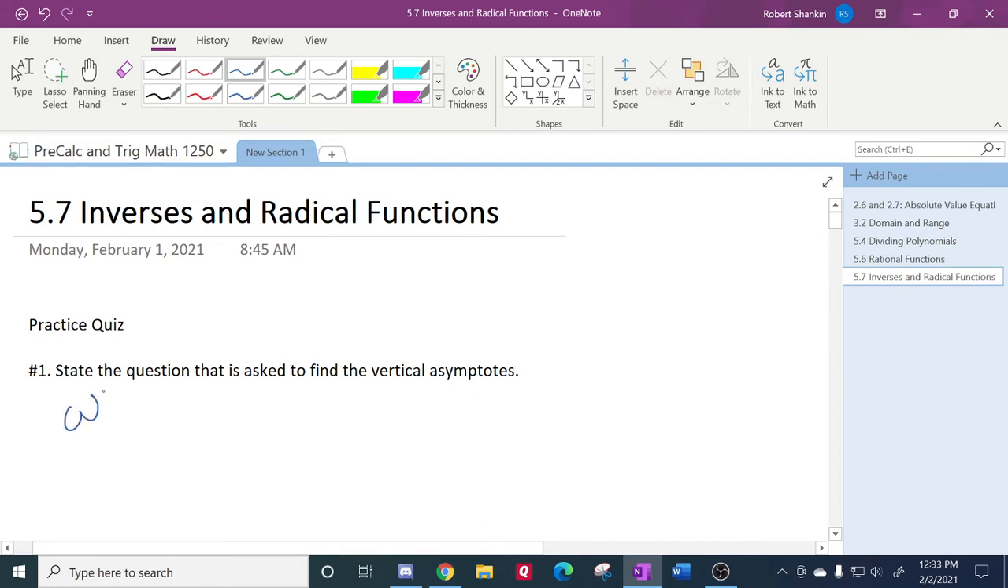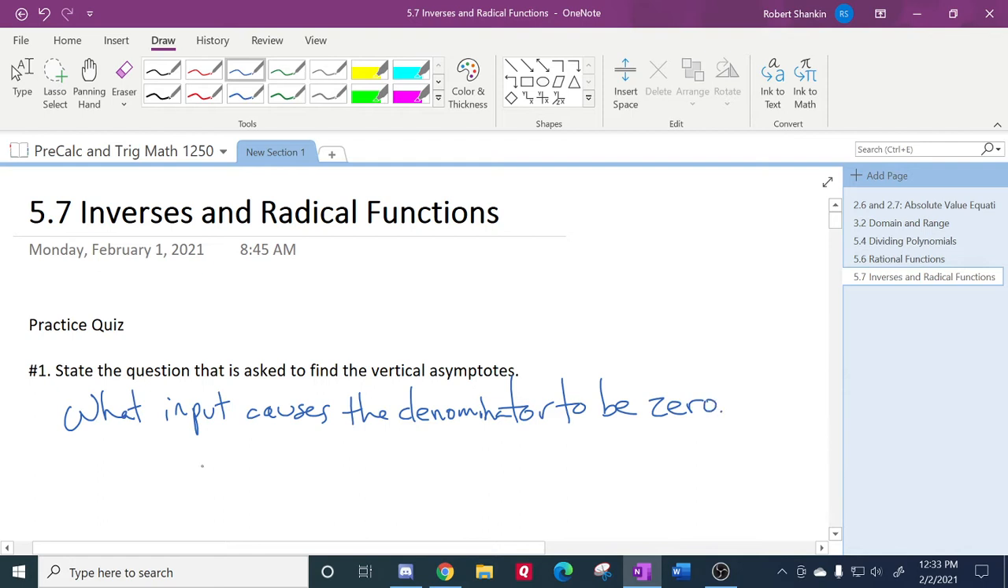The question is, what input causes the denominator to be 0? Kind of like this. f(x) is equal to 3 over x minus 5. We would say x equals 5 is the answer to that question. That causes the denominator of this fraction to become 0. That is the vertical asymptote of this function.